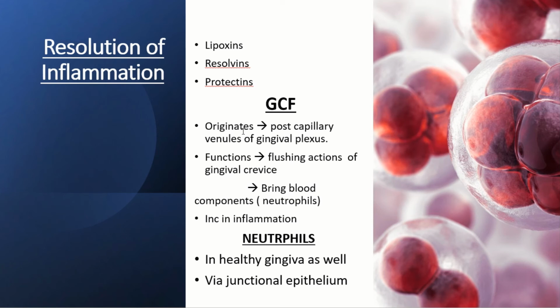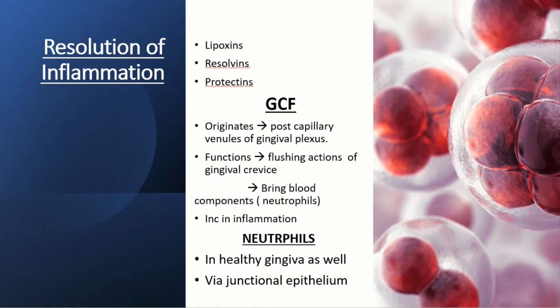Then we have gingival crevicular fluid. It originates from the postcapillary venules of the gingival plexus, and it has 2 functions. One is to clean the gingival crevice by flushing action. The next function is to bring neutrophils and other blood components to the site when there is inflammation. The gingival crevicular fluid flow will increase in case of inflammation, but in normal circumstances, it is also present. Neutrophils are always present, whether you have a healthy gingiva or an inflamed gingiva, and these migrate through the junctional epithelium into the sulcus when there is inflammation.